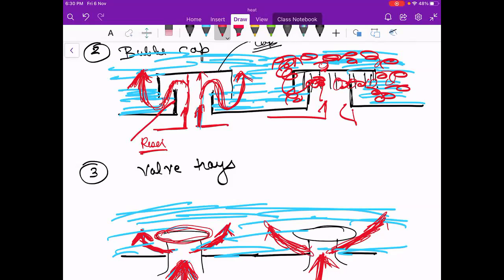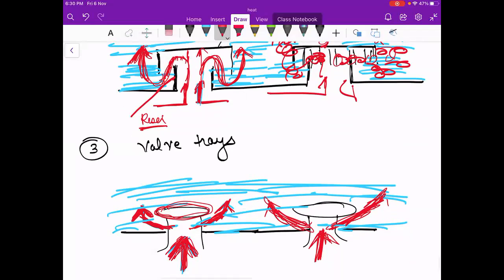Always remember one point, that whenever there are more moving parts in your system, it requires more maintenance. Why? Because see here, vapor is there, liquid is there, so there may be corrosion in the system. That corrosion may degrade the life of your valve and bubble cap. So that is why the maintenance is more in the system.